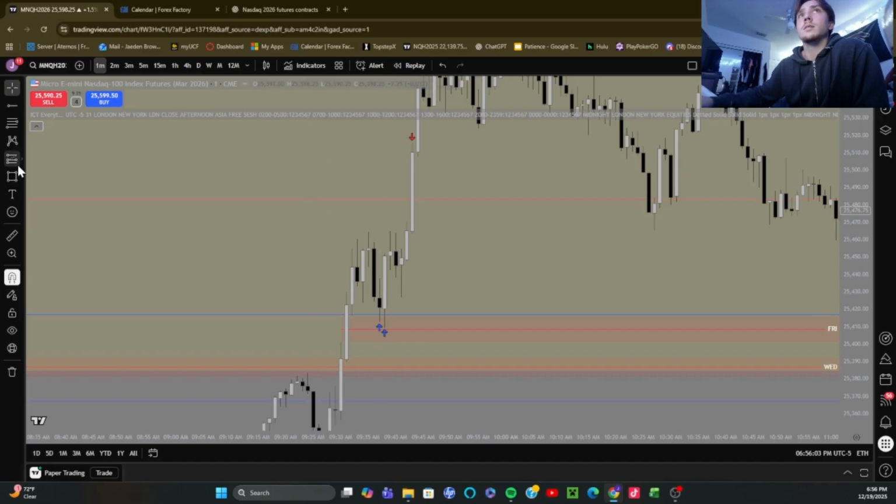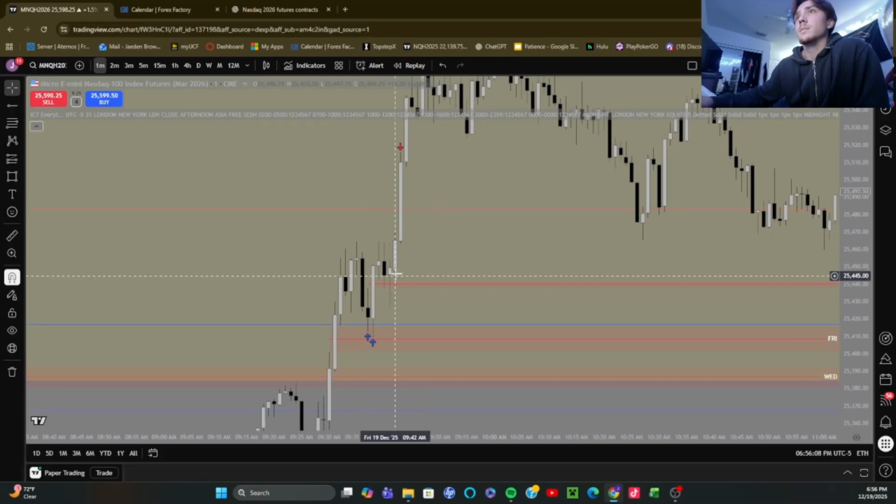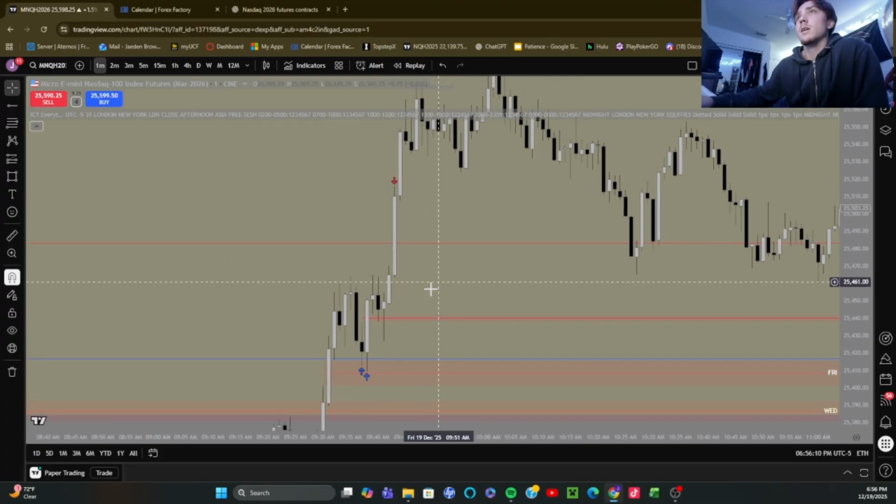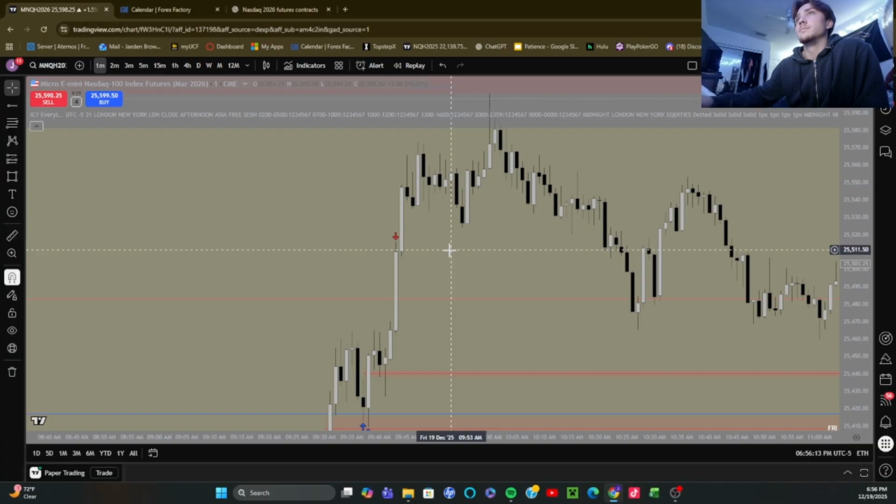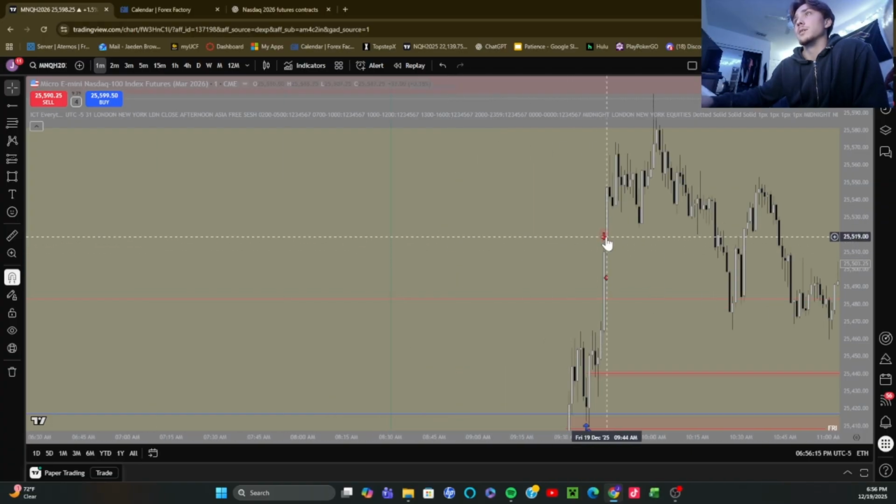I mean, there's no reason to point it out, honestly. But this fair value gap's what I'm talking about. Respect it. My stop loss is here, and then we start ripping higher, taking me out pretty early.